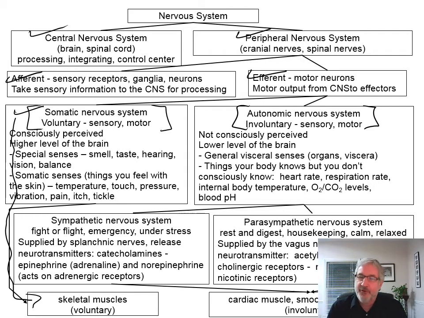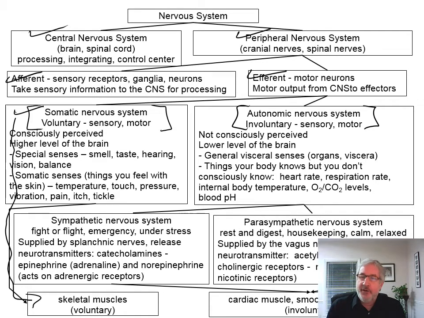The autonomic nervous system, I'm not consciously perceiving that. My heart rate, I have no idea what my heart rate is. I have to measure that. I have no idea what my respiration rate is. I have to measure that, or my oxygen level in my blood. I can make some guesses because it's been measured before, but I don't consciously know what those things are.